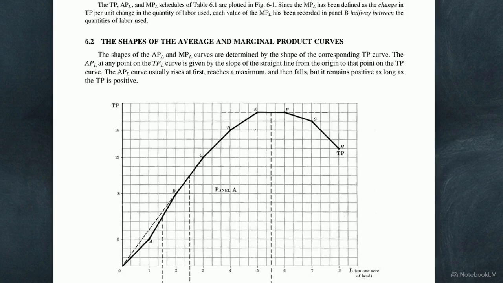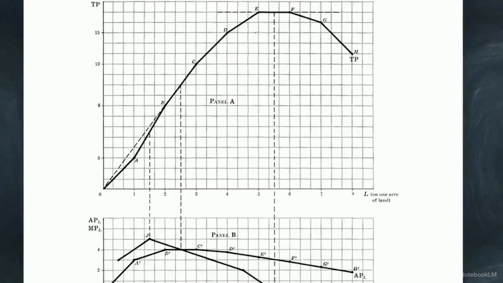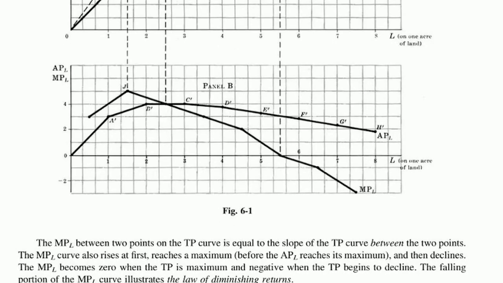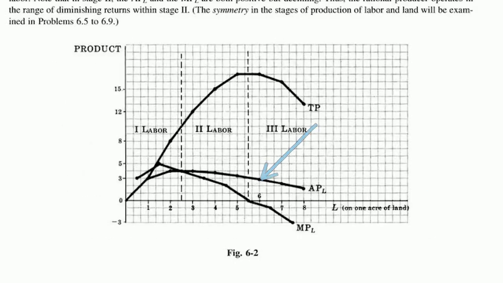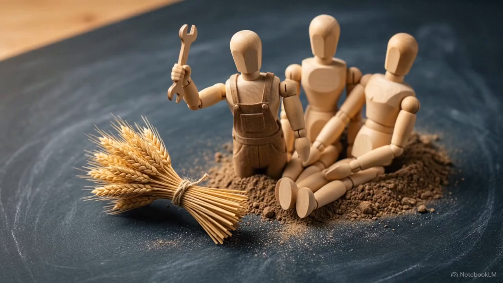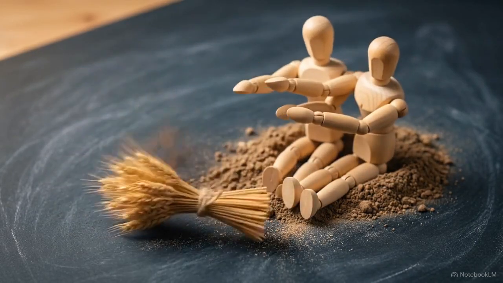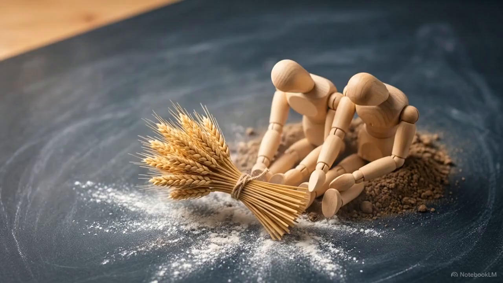The TP curve climbs as we add labor, but it eventually levels off, reaching its maximum height here at point E. To understand why it levels off, we look at marginal product, the wheat produced by the next worker. In panel B, this curve shows that while early workers are highly productive, the value added by each subsequent hire declines towards zero. There is a specific tipping point where the marginal product line drops below the horizontal axis, entering negative territory. In this zone, workers are so overcrowded they actively get in each other's way, causing the farm's total output to drop with every new hire.